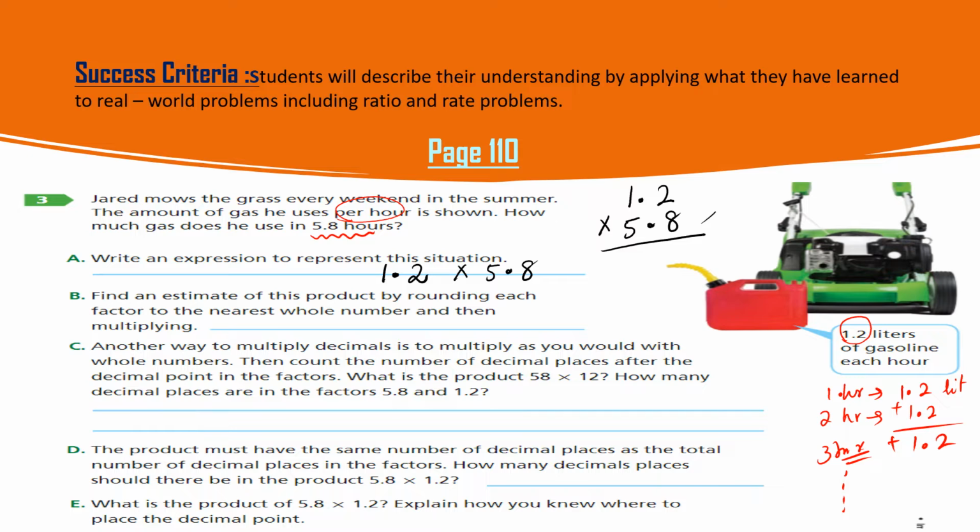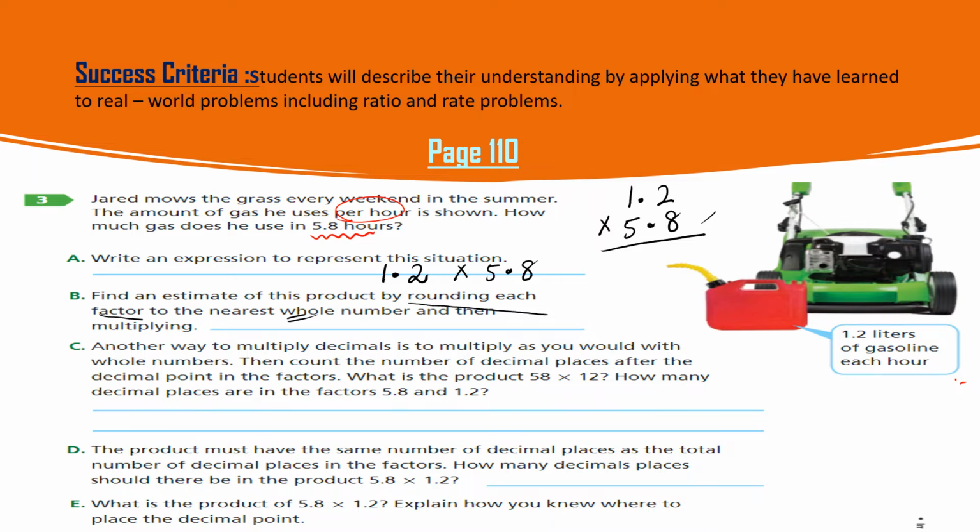Now they are asking you to find an estimate of this product by rounding each factor. Now rounding. We studied in grade 4 and 5 how to do the rounding to the whole number. So understand the rounding things. Let's see here. I will explain how rounding can be done.